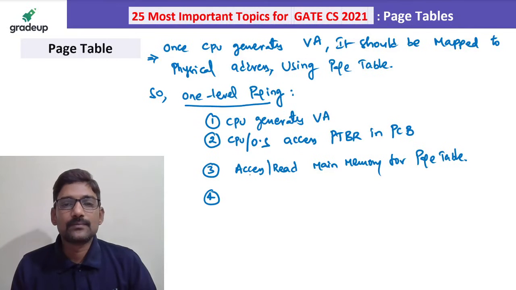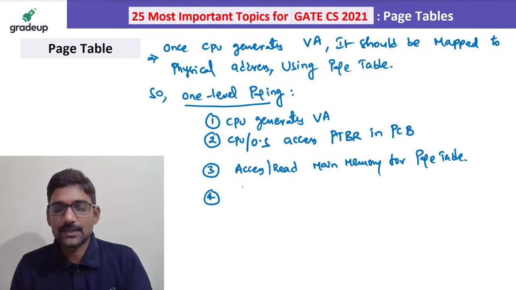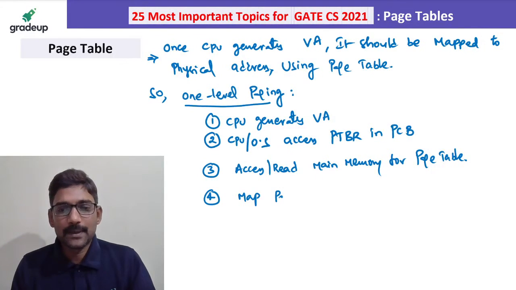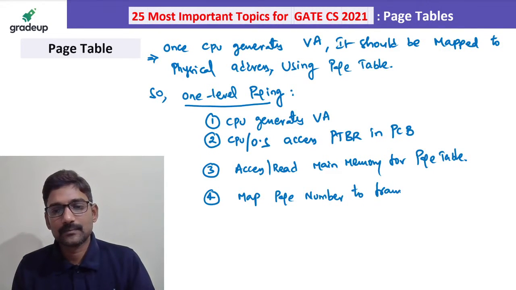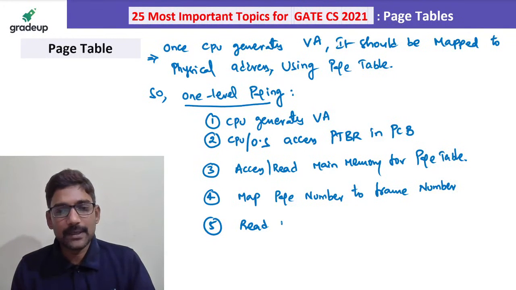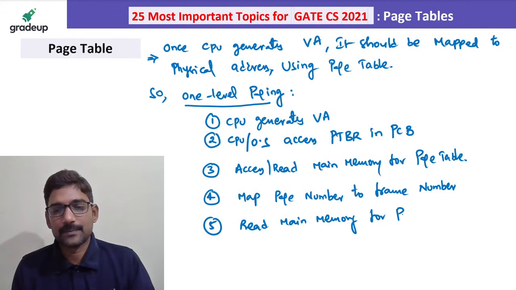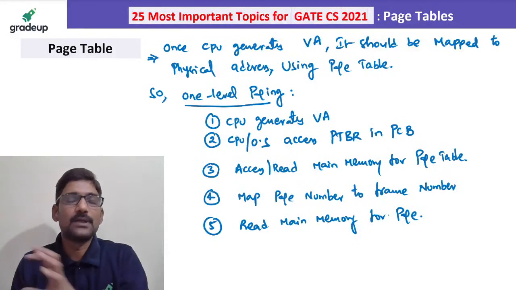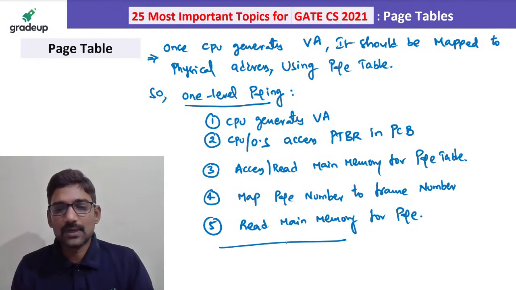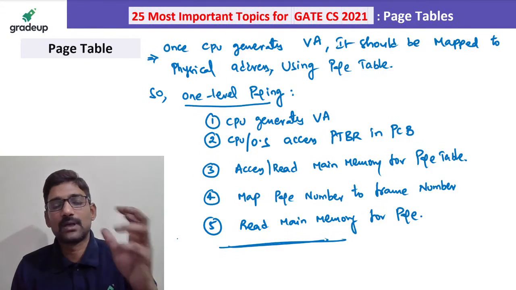Now, in the page table, in which frame our corresponding page is stored will be there. So, map page number to frame number. Now again, read main memory for page. Now you know in which frame you have it. Read the page from that main memory. So this is the process for one virtual address.